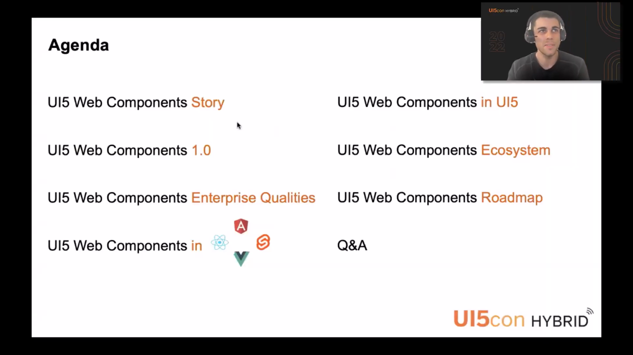So let's move to the agenda for today. First, we'll start with a little time machine for the story of our project. We'll continue with an overview of our official 1.0 release, demonstrate the enterprise qualities and the usage in some of the popular frameworks out there. Then we'll learn how UI5 Web Components are integrated in SAP UI5. We'll share some updates on our efforts to build an ecosystem around the project. And at the end, we'll share what's coming next, and of course, finish with a Q&A session.